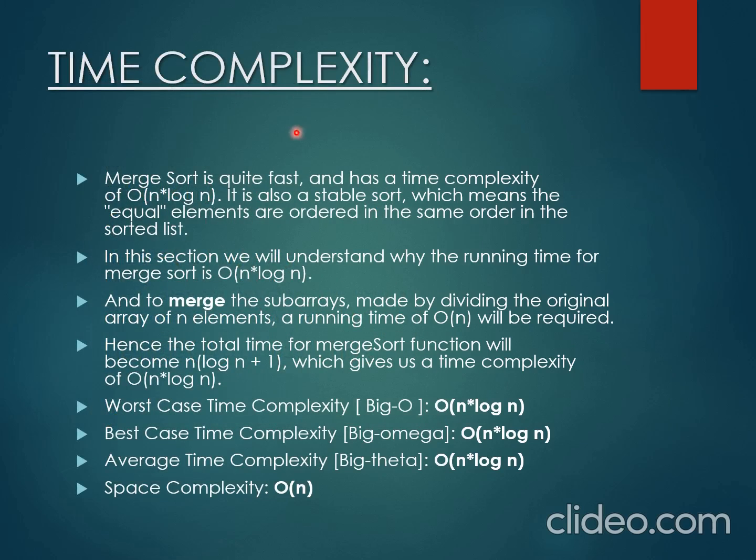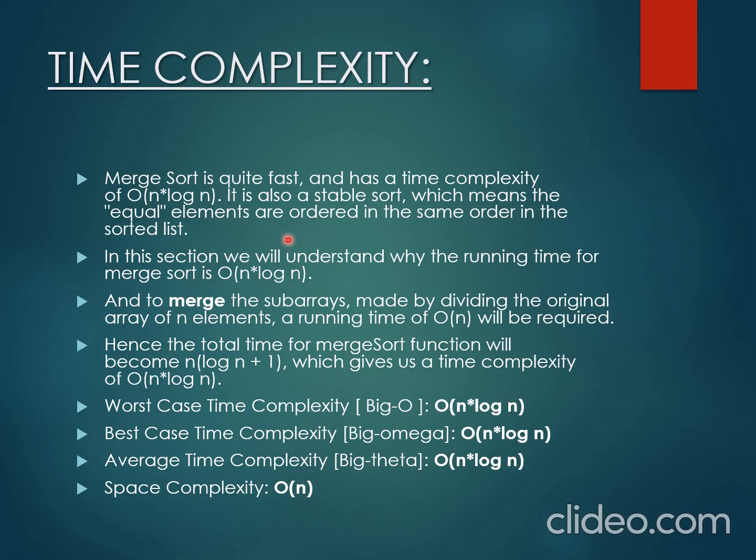Okay, now the time complexity of this merge sort algorithm. Merge sort is quite fast and has a time complexity of order of n log n. This is because this merge sort algorithm takes the number of elements in that array, it takes the same number of steps, so we get the time complexity as n log n. It is also a stable sort, which means the equal elements are ordered in the same order in the sorted list.